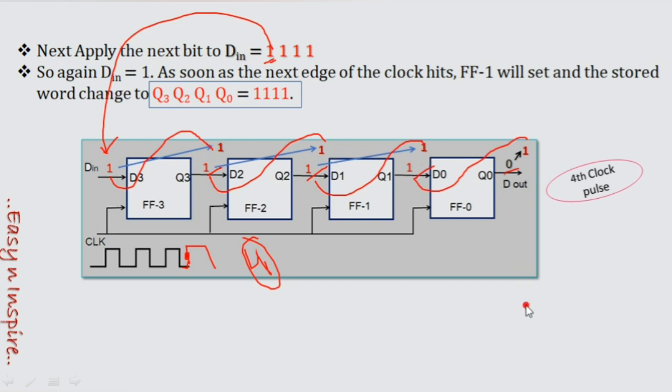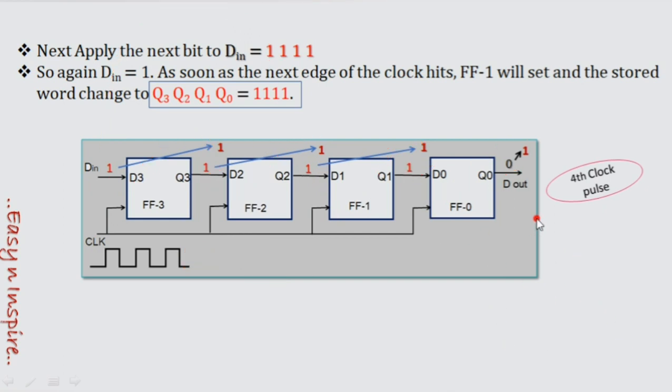So after the first clock pulse, 1, 0, 0, 0 is my output. After second, 1, 1, 0, 0. Third, 1, 1, 1, 0. After the fourth clock pulse, 1, 1, 1, 1. This is how outputs are going to be changed.